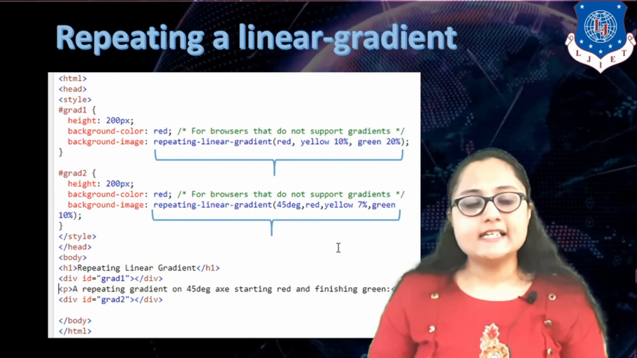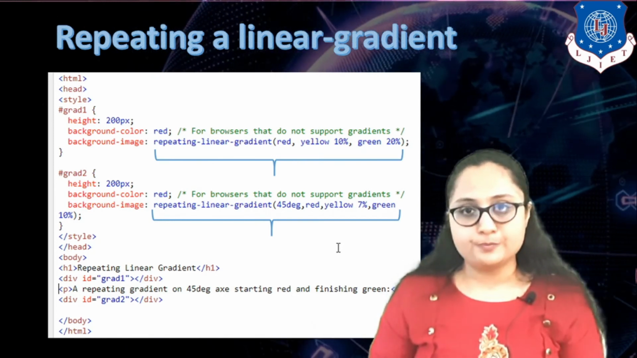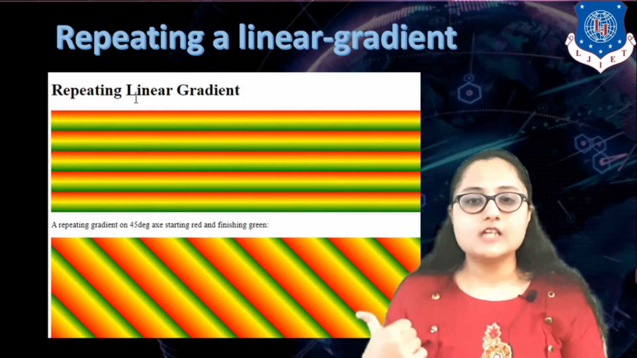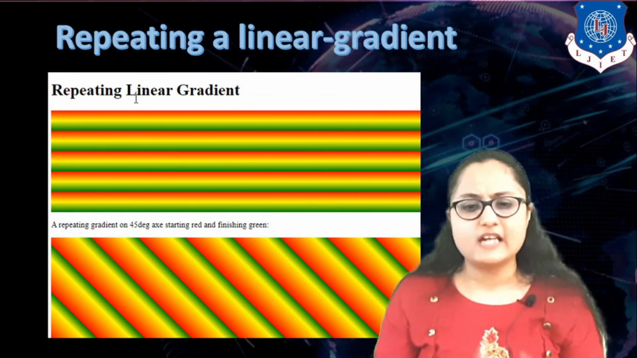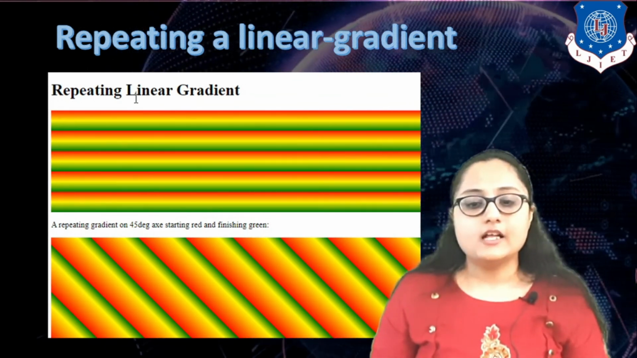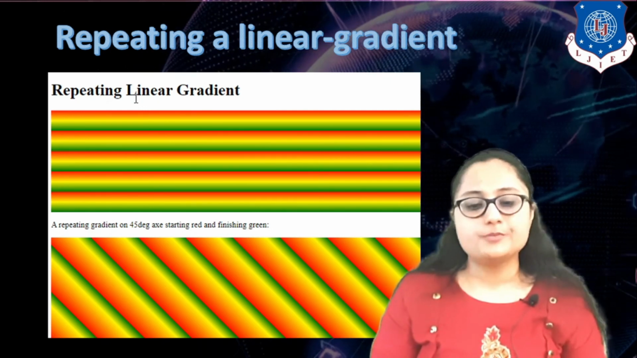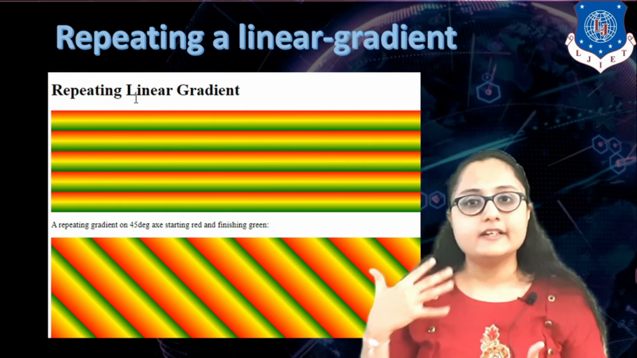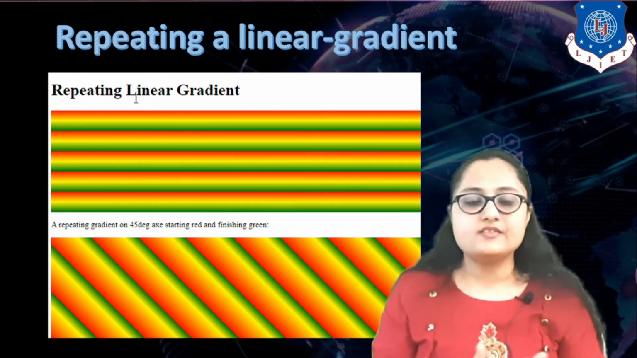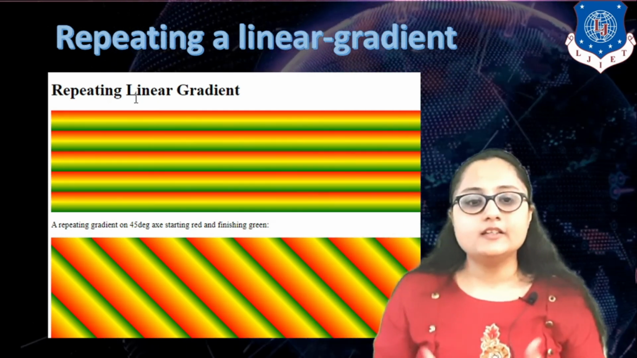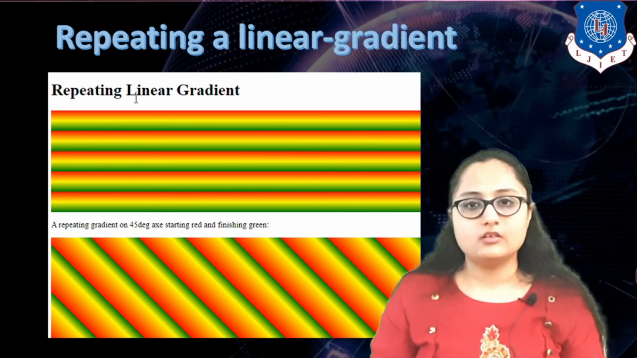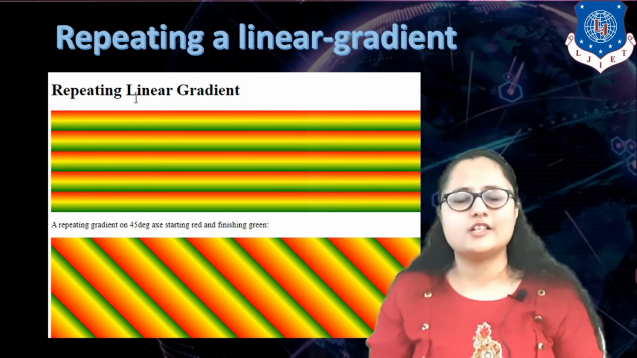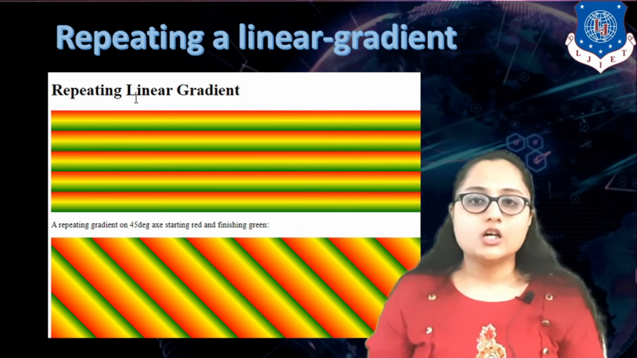Here you can see I have applied the percentage proportion for yellow, 7%. So what will be the output? This is the output. For the first division you can see I have not applied any angle, but for the second one, because I have applied the angle, I am getting diagonal, and you can see that instead of only one transition, it is repeating the linear gradient itself. So I am getting this transition, then transition, then transition, then transition in different repetitions.